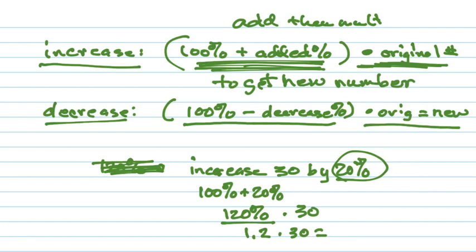She was joking. 36. You were so close. You just put the decimal in the wrong place. Right? Now, what if we were decreasing? Instead of adding, I would subtract. Right, minus. So 80%, which would be 0.8 times the 30, which would give us a lower number, so it would be 24. Right?